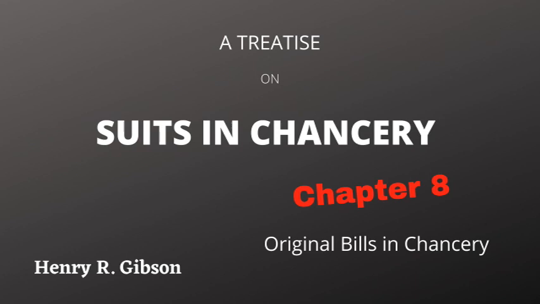4. Bill by a creditor on behalf of himself and all other creditors. John Doe, a resident of Knox County, complainant, who sues on behalf of himself and of all the other creditors of John Smith, deceased. V.S. Samuel Smith, administrator of said John Smith, and all the heirs of said John Smith, naming them, defendants. The complainant John Doe, who sues in behalf of himself and of all other creditors of John Smith, deceased, respectfully shows to the court.